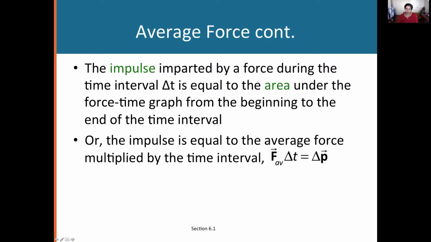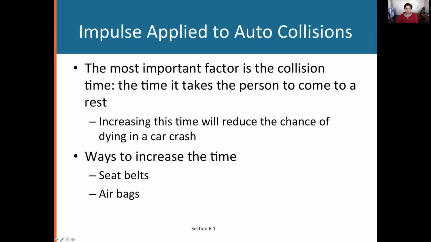So the impulse imparted by the force during a time interval delta t is equal to the area under the force time graph from the beginning to the end of the time interval, which is what we saw on the previous slide. Or the impulse is equal to the average force multiplied by the time interval, or delta P, which is the same as impulse, equals F average times delta T. So we're just looking at the same definition, this time graphically.